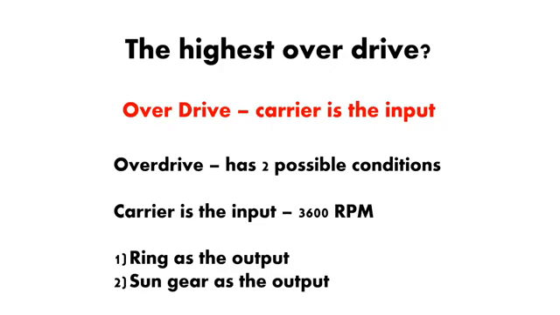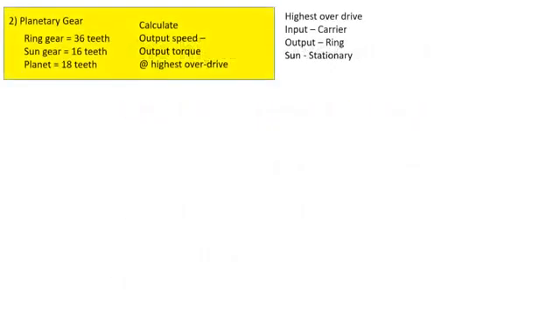All right, so we've got two possible ways we can go into overdrive, and one is going to be higher than the other, but both are going to take this from 3600 to something higher than 3600 RPM. So let's see what we can do about that. We're going to look at both conditions. So here's what we're given.